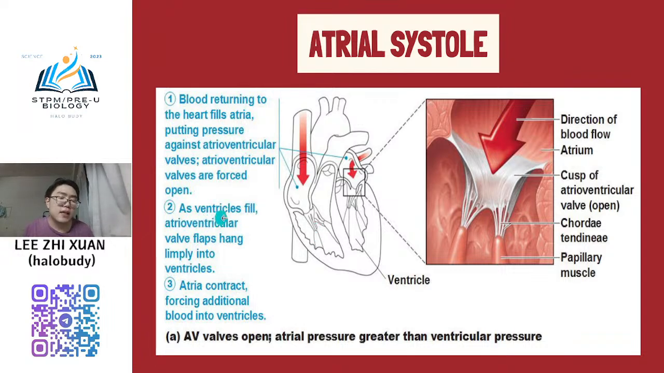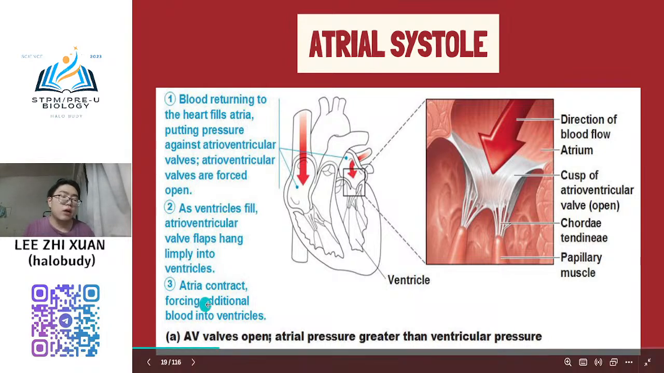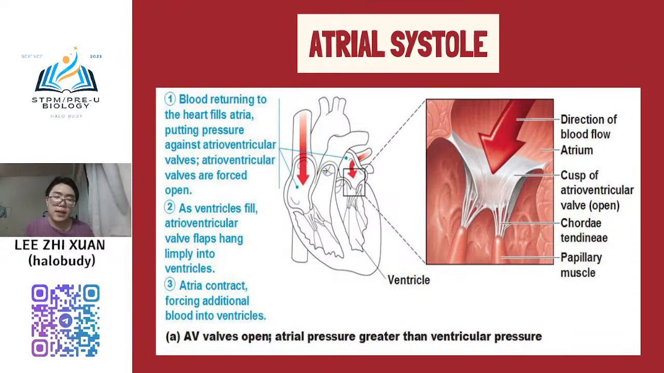Okay, so once the ventricle is filled, the atrioventricular valve will flap limply into the ventricle. So atrial contraction will force additional blood into the ventricle. The main function is to make sure all the blood in the atria enters the ventricle until it is full. When it is full, later it will go to the next stage. So the main function is to make sure that the blood in the left atrium and right atrium goes to the left ventricle and right ventricle respectively until the ventricles are totally full. So this is the function of the atrial systole.